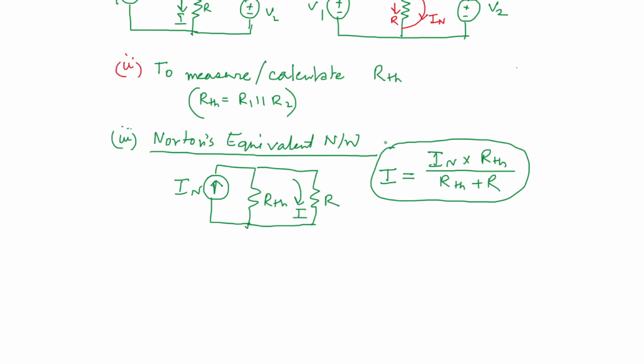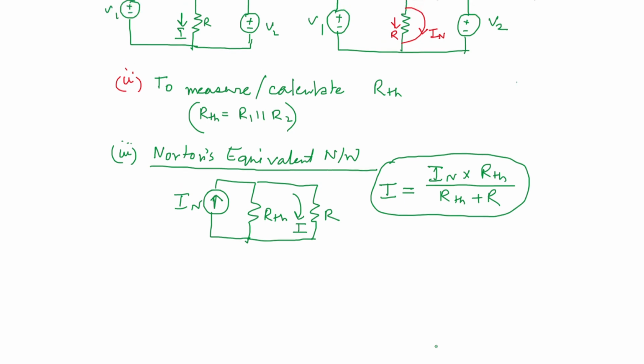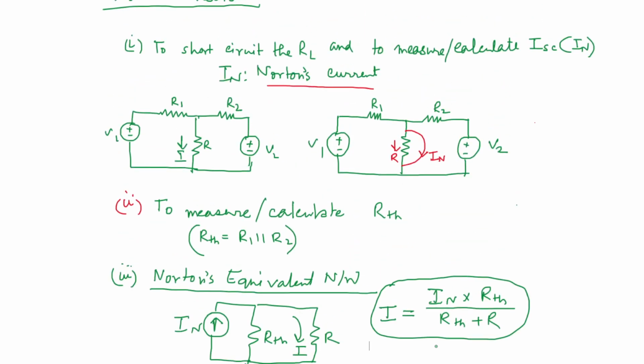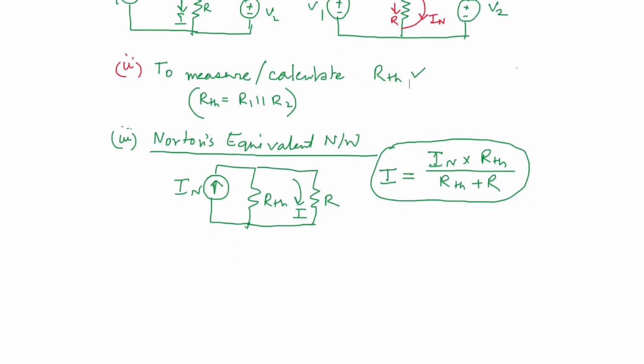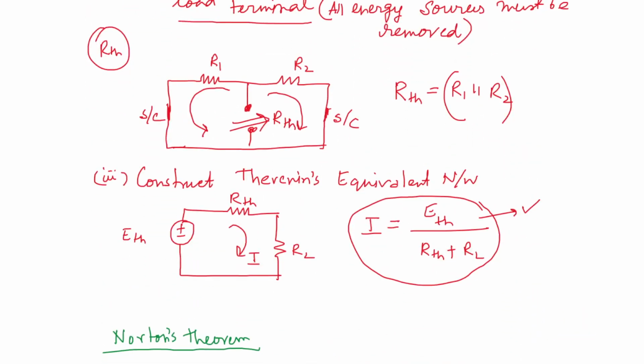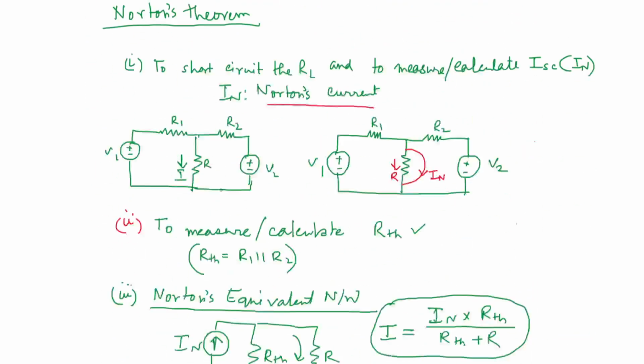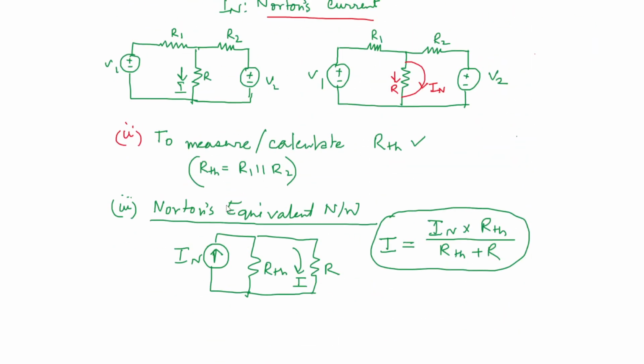In case of Thevenin's theorem, we open circuit the load. In case of Norton's theorem, we short circuit the load. In both cases, the load resistance is effectively out of the network, one by making open circuit, another by making short circuit. The second step, which is RTH, is exactly the same. Now the third one is the equivalent network: in the Thevenin equivalent it is the Thevenin voltage in series with RTH and RL, and in the Norton equivalent network it is Norton current in parallel with RTH and R.